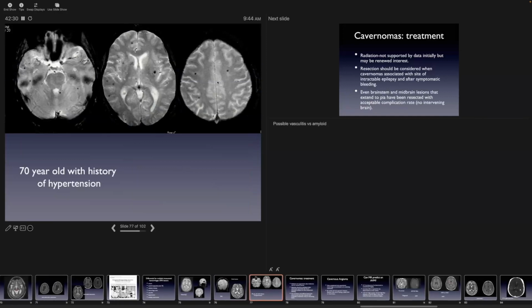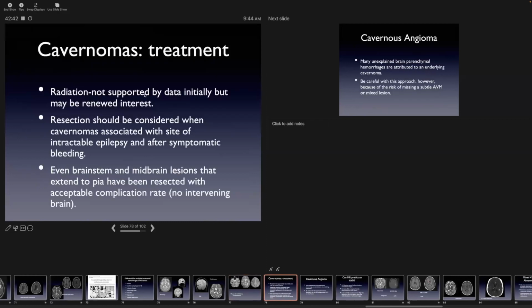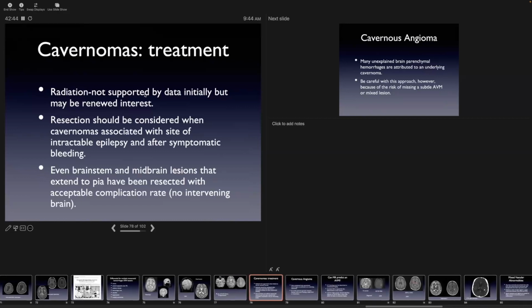This is a patient with a history of hypertension. You'll notice there are areas of susceptibility effect in the basal ganglia, as well as the white matter and gray-white junction, but this is a fairly typical appearance of hypertension. In terms of treatment, radiation was not recommended for a long time, but I've noticed there's been some resurgence of interest, but it's usually not the first choice, I think, in patients with symptomatic cavernomas.